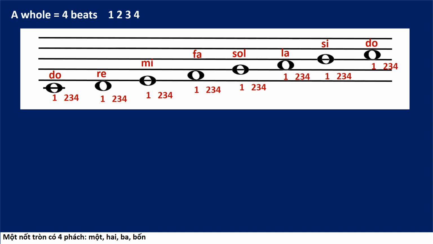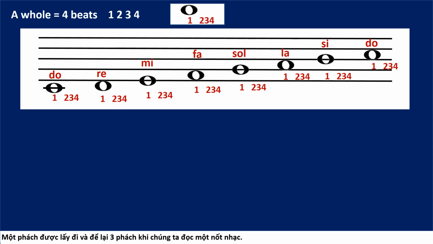A whole note has 4 beats, 1, 2, 3, 4, and has the longest note duration. A beat is taken away and left 3 beats when we read the notes. Let's count and clap. Do, 2, 3, 4. Re, 2, 3, 4. Mi, 2, 3, 4. Fa, 2, 3, 4. Sol, 2, 3, 4. La, 2, 3, 4. Si, 2, 3, 4. Do, 2, 3, 4. Keep reading. 2, 3, 4 in silence.